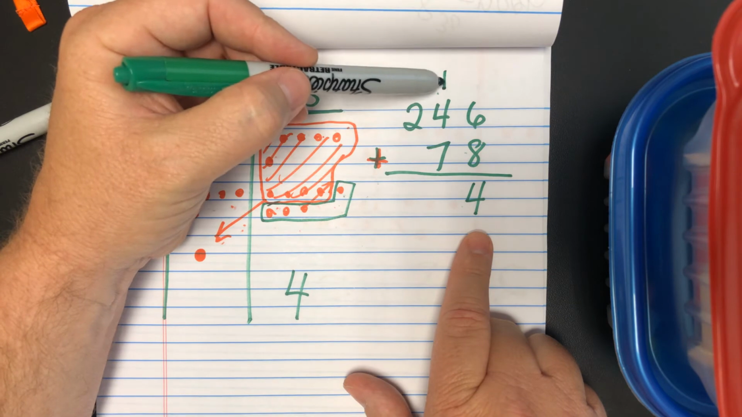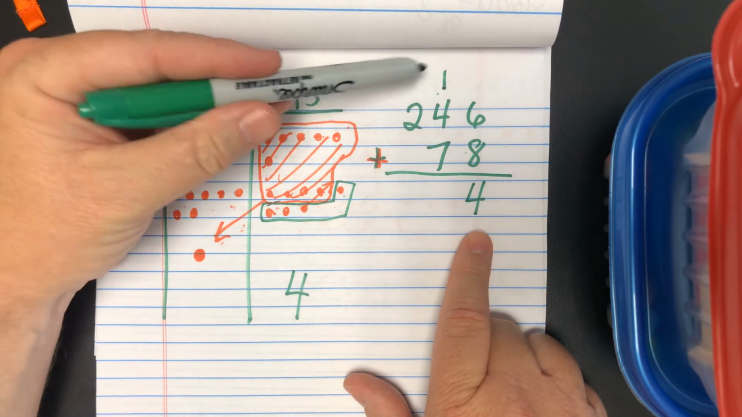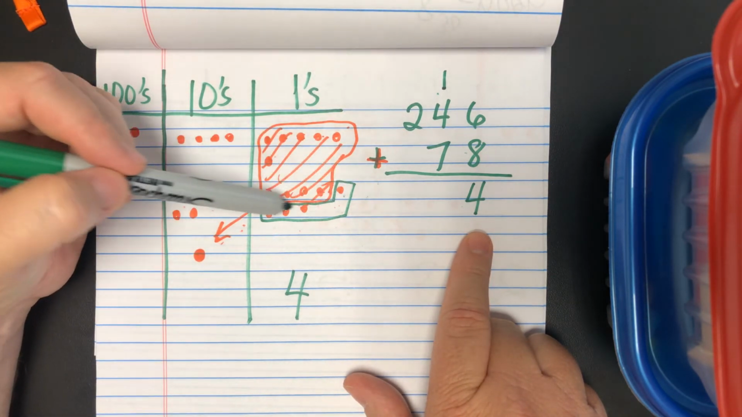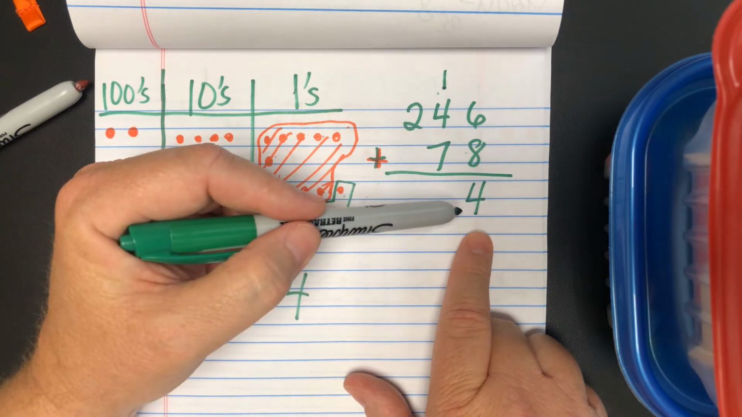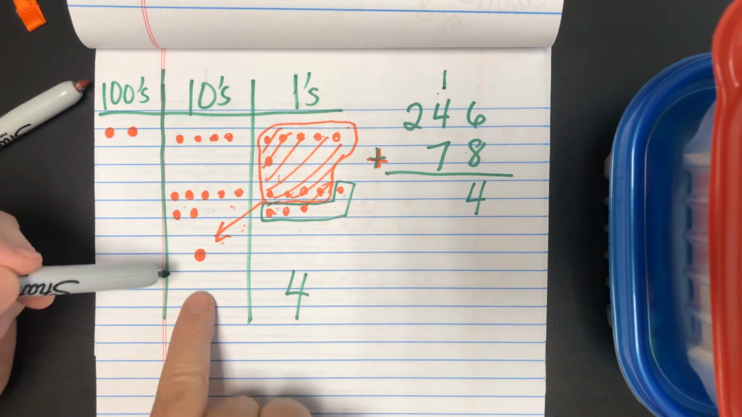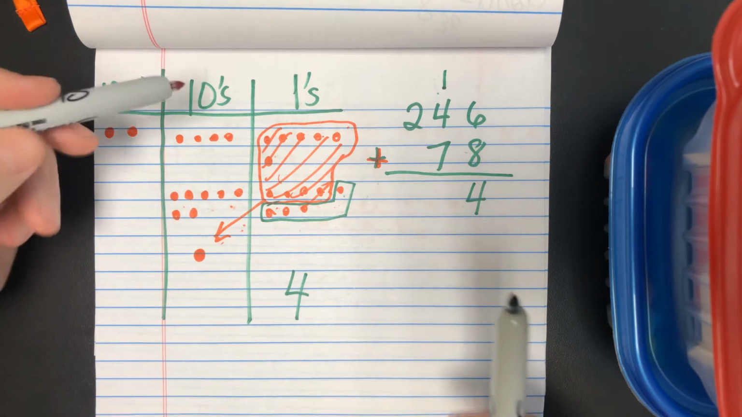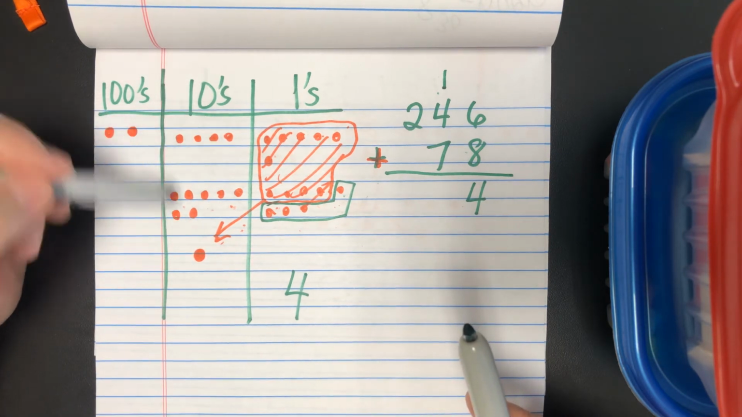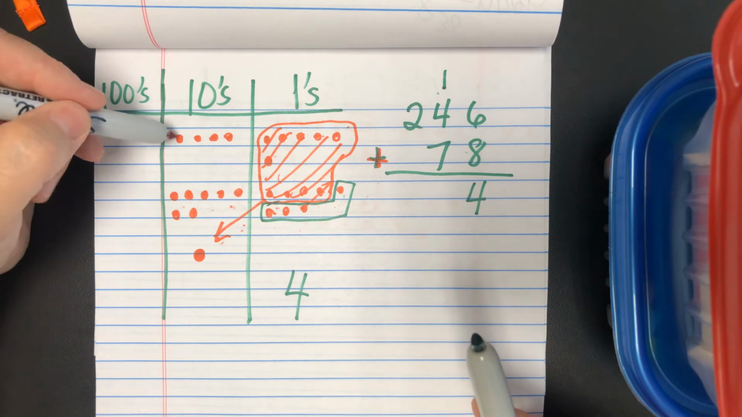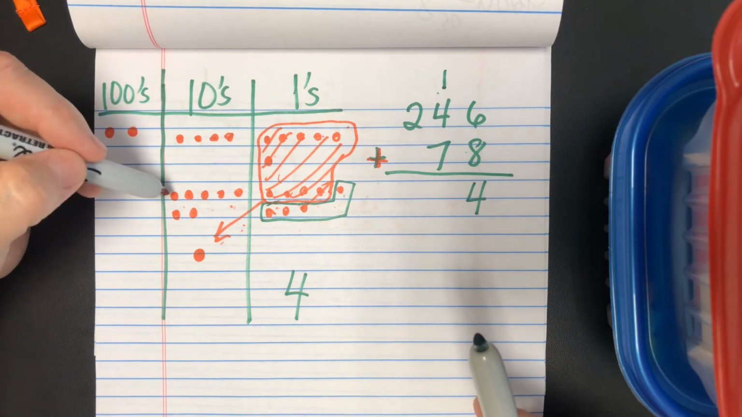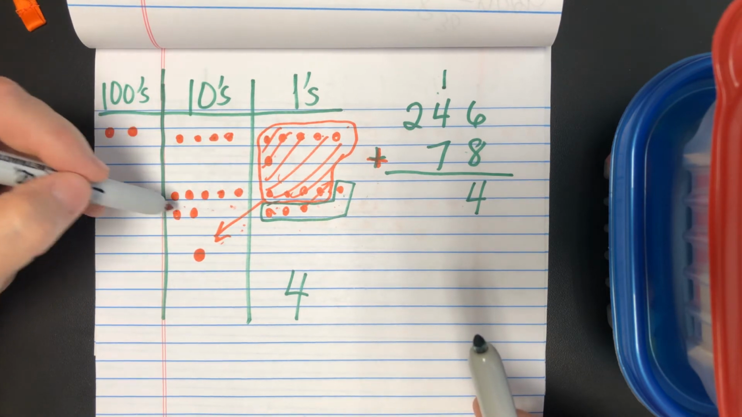So we have a brand new one. So this dot is this 1. These 4 dots left over is this 4 right here. Now let's look at our tens column. Do we have enough dots to cache in? Do we have 10 dots that we can cache in? Let's find out. 1, 2, 3, 4, 5, 6, 7, 8, 9, 10.